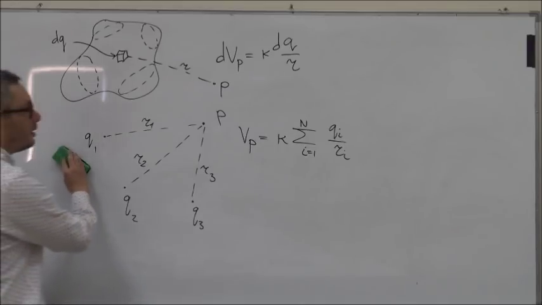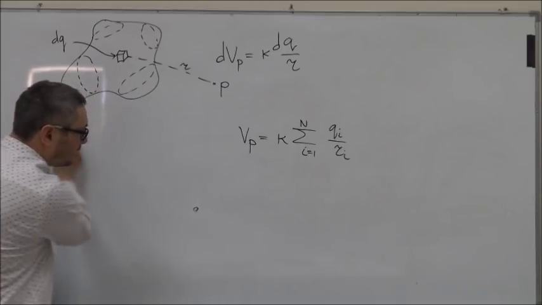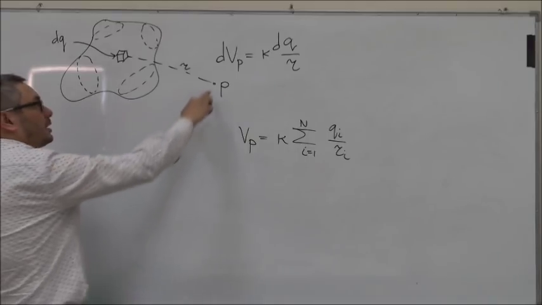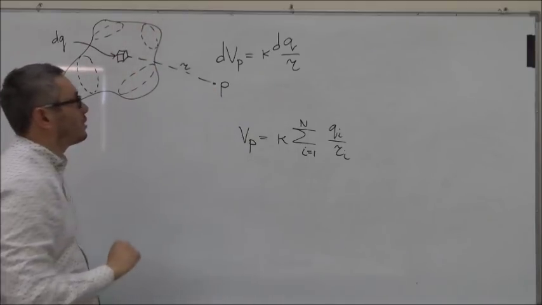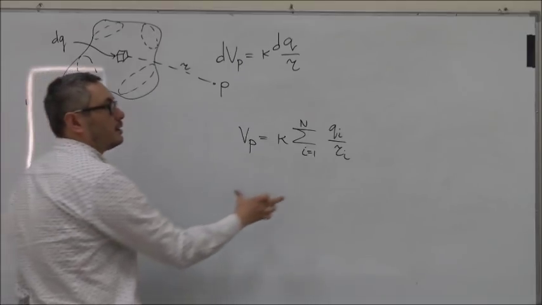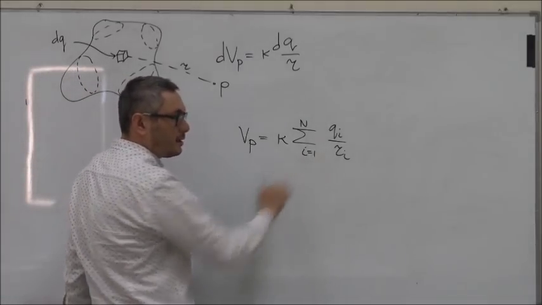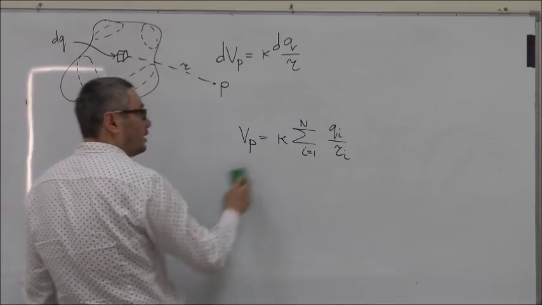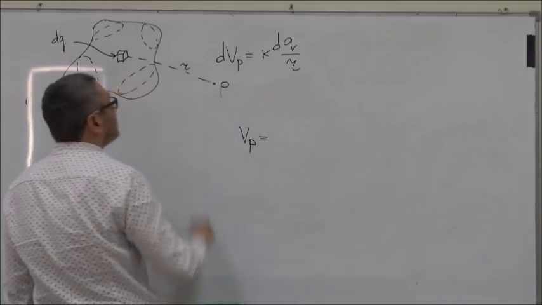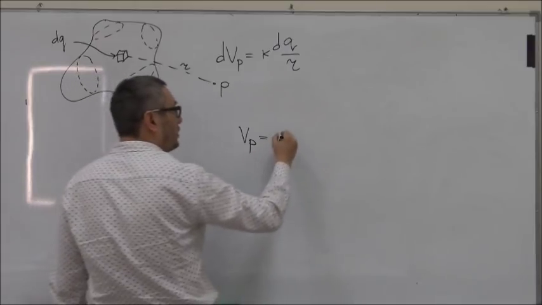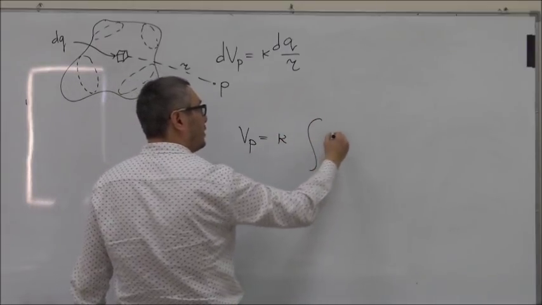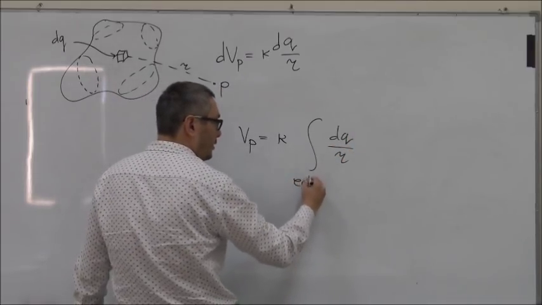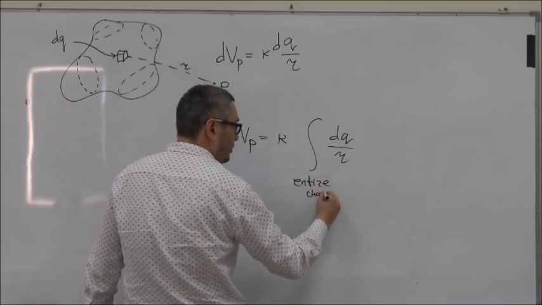Now instead of a collection of charges, you have a continuous charge distribution, and if you want to find the effect on the electric potential at point P due to the entire charge distribution, instead of having an algebraic sum like this, we will have an integral. So the electric potential due to this continuous charge distribution would be K times the integral of dq over r over the entire charge distribution.